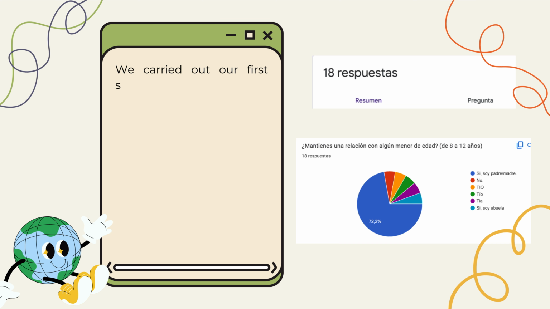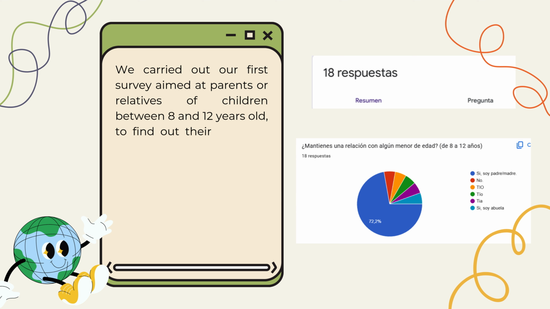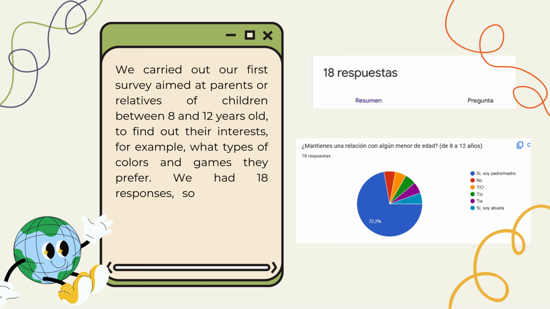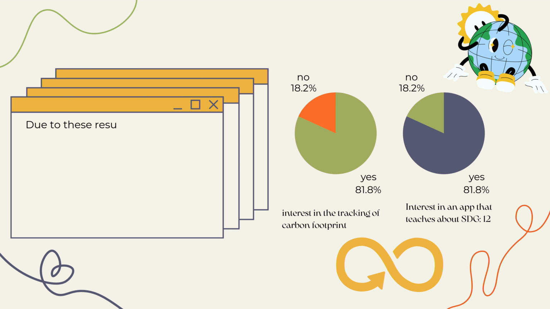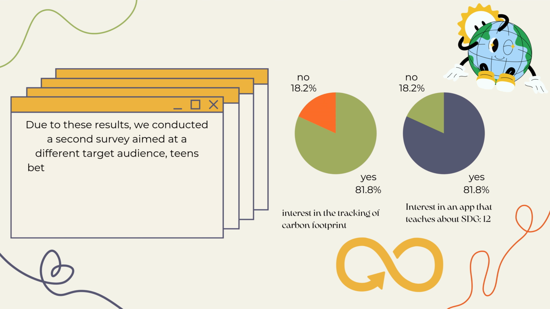We carried out our first survey aimed at parents or relatives of children between 8 and 12 years old to find out their interest, for example, what type of colors and game they prefer. We had 18 responses, so it was not enough to know the target audience we had then. Due to these results, we conducted a second survey aimed at a different target audience, teens between 13 and 18 years old.